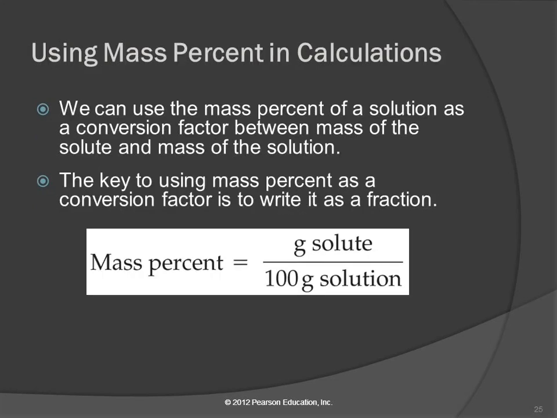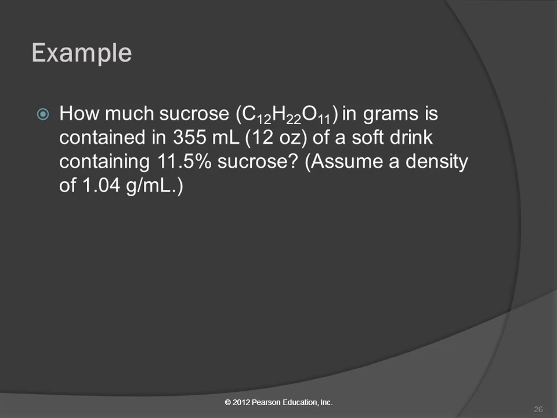So we can use mass percentages in calculations. So percent is parts per 100 parts. Grams of solute per 100 grams of solution. And so you need to be able to make your mass percent into this guy right here, and then bang, you have your conversion factor. There are other ways to solve these problems, but this is the one I'm going to teach. If you have a different way, you go ahead and use it.